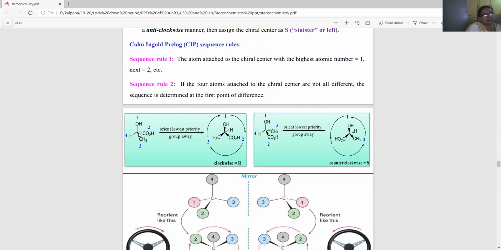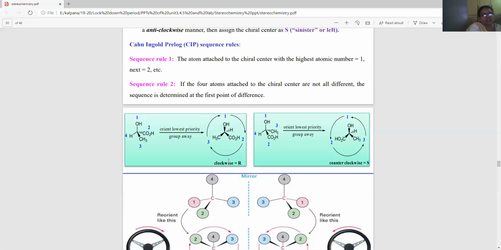Then sequence rule 2. If the 4 atoms attached to the chiral center are not different, the sequence is determined at the first point of difference. So after C we have O here. So that comes under 2. Then we have CH, so 3. Then H is 4, the lowest priority. Now, this is 1, 2, 3, 4. So it is a clockwise direction, and it is given as R.